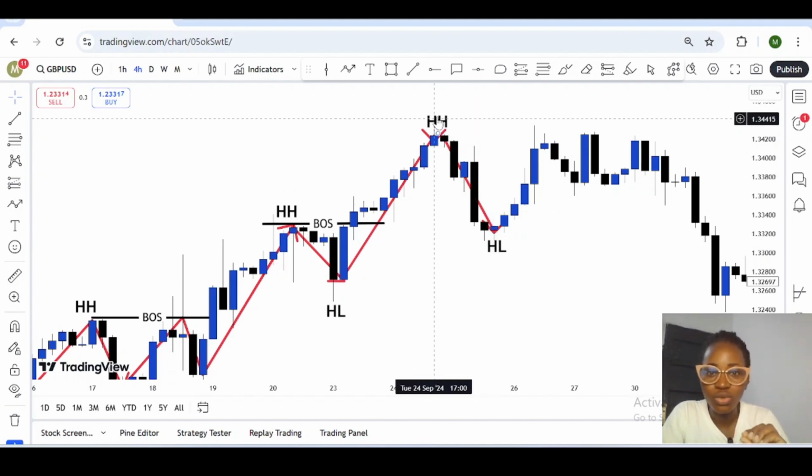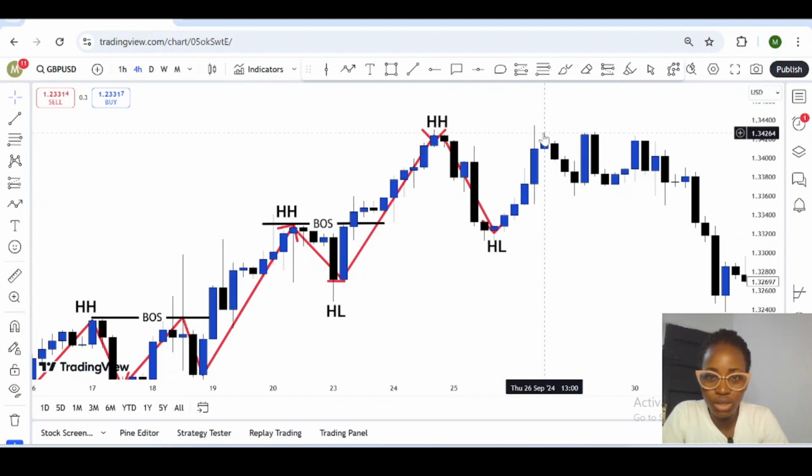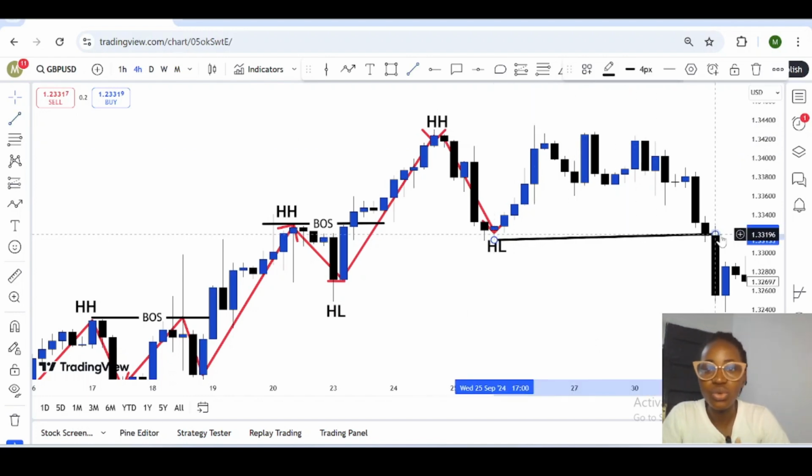Okay, so we have a higher high here and we have a higher low here. You can see that this push here got to this point, got rejected here. We have a break from this point here. Okay, so remember, the rule says each time price breaks a higher high, we have a break of structure. When price breaks a higher low, we have a change of character.